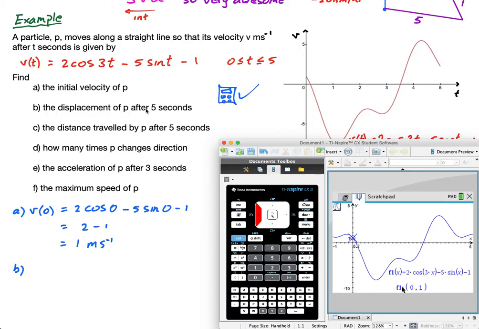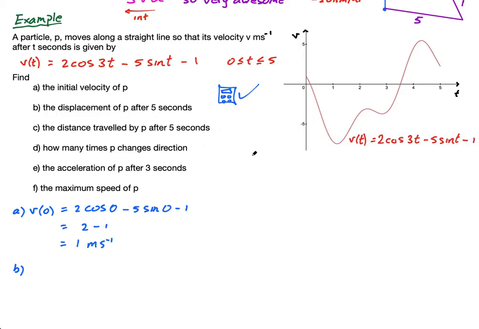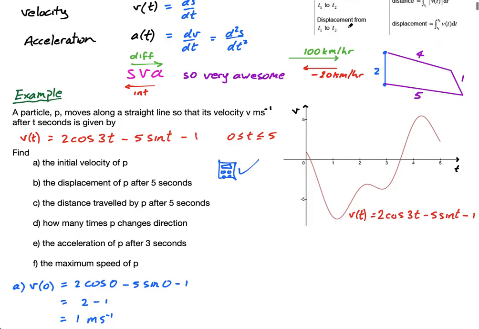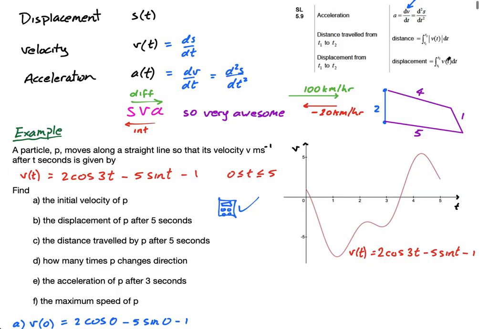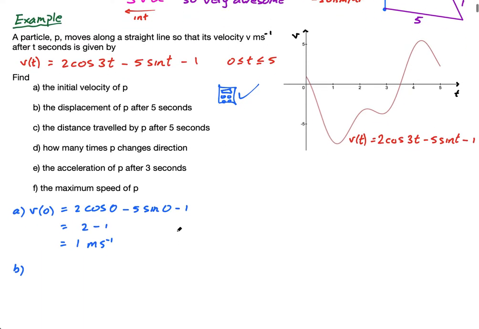Second one, the displacement of p after 5 seconds, right? Now, if we go to this formula, the displacement is the integral of the velocity. So remember I said to get from velocity to displacement, we integrate. So it's the integral from t1 to t2, t1 will be 0 and t2 will be 5. So the integral from 0 to 5 of the function, which is 2 cos 3t minus 5 sine t minus 1 dt.